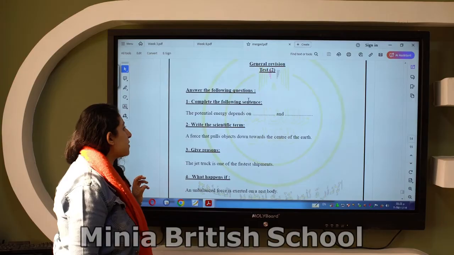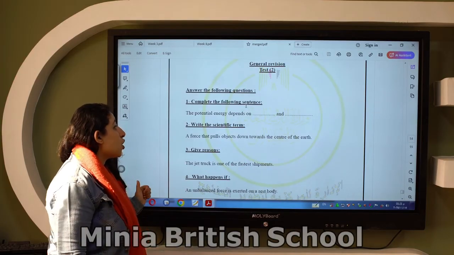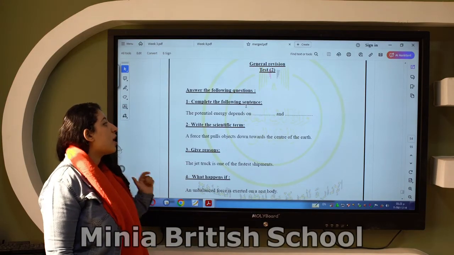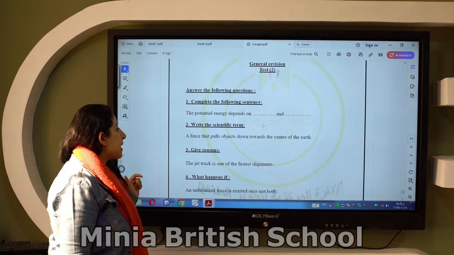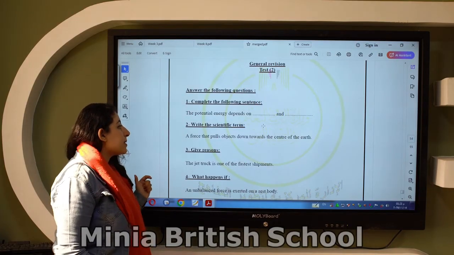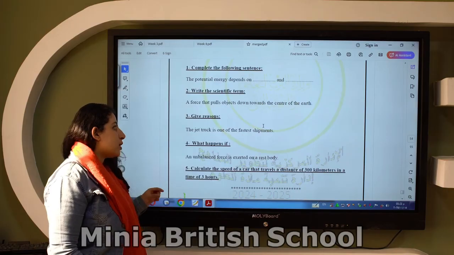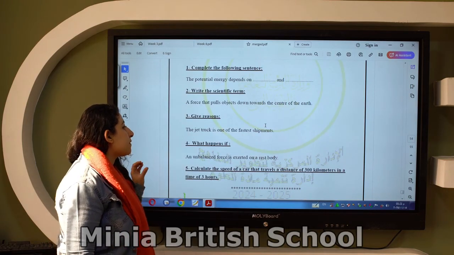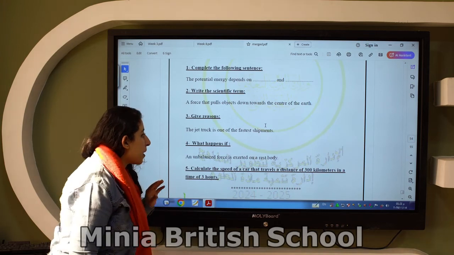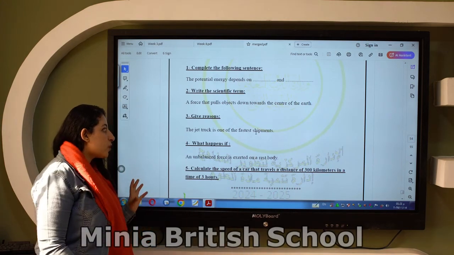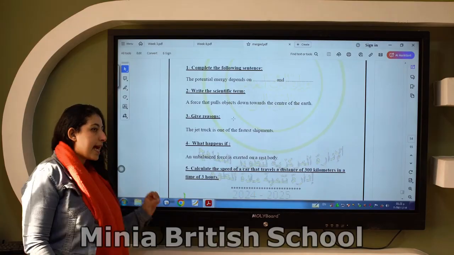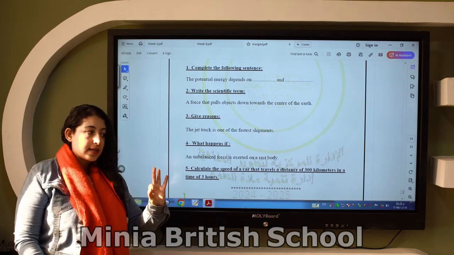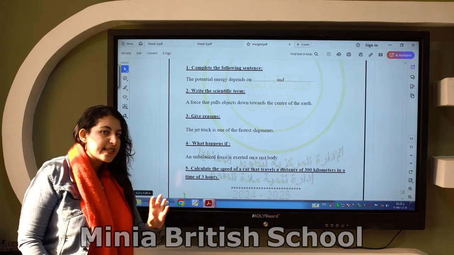Test 2 in week 15. The potential energy depends on mass and height. Force that pulls objects down towards the center of Earth: gravity, or gravitational force. Give reasons. The jet truck is one of the fastest vehicles. Why? Because it has 3 jet engines that make it more powerful than any truck.